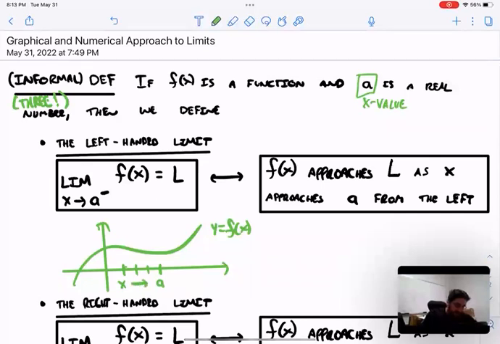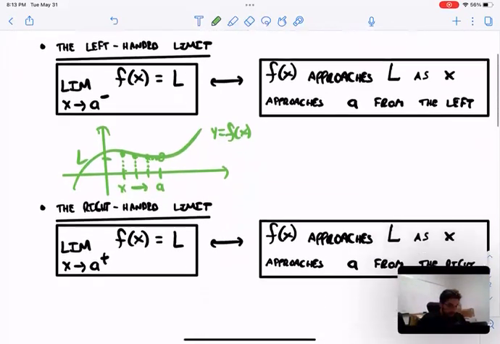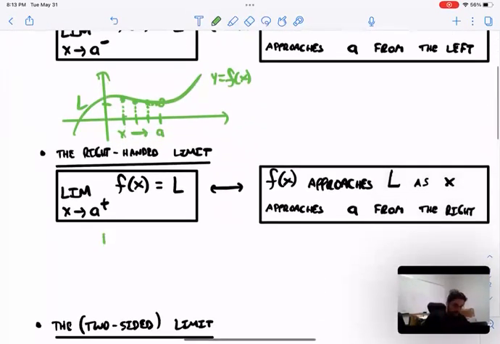And as you pick these x values, see what the corresponding y values are, right? The corresponding f of x values. So whatever those f of x values are approaching as x approaches a, that value is what we call L, right? So L is that y value that is approached by the y values as x approaches a from the left. Here, you can do the same thing, but from the right.